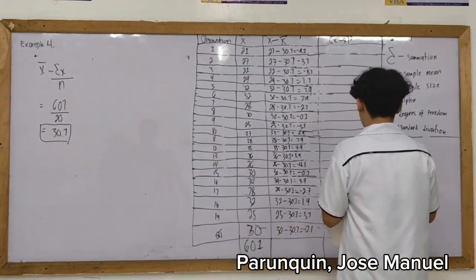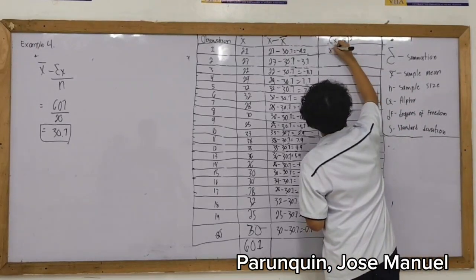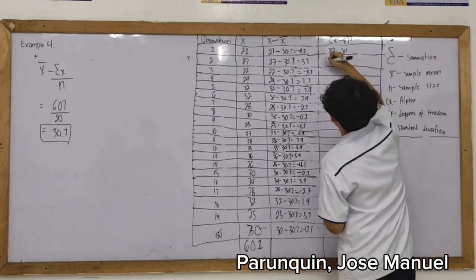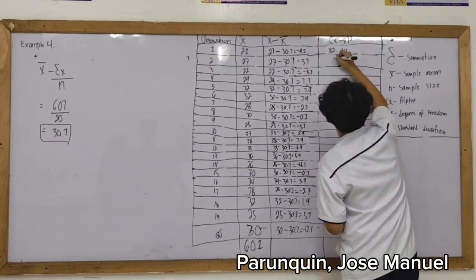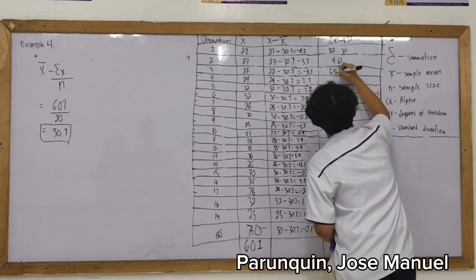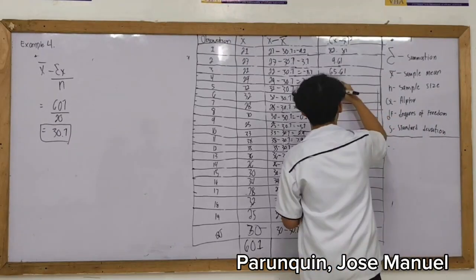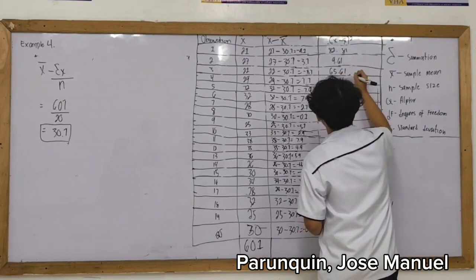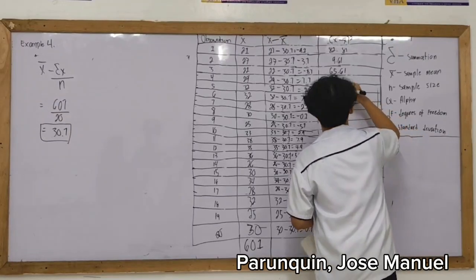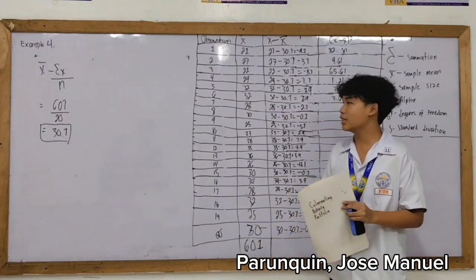So 9.1 squared will become 82.81. Negative 3.1 squared, 1.1 squared, and so on. We just do the same process.